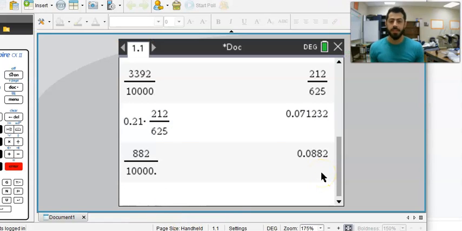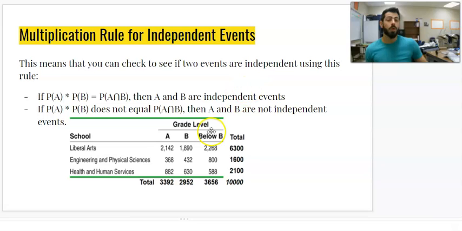Alright, so I see from this that the probability of A times the probability of B is 0.071 or 7.1%. However, the probability of A and B in this case is 0.0882 or 8.8% or 9%. So it is close, but it's not the same. So we cannot say that these two events are independent. Your grade in this case does depend on your school of choice, or vice versa.